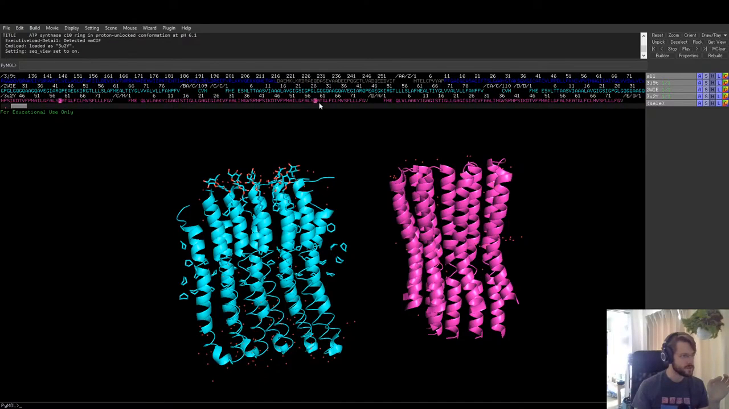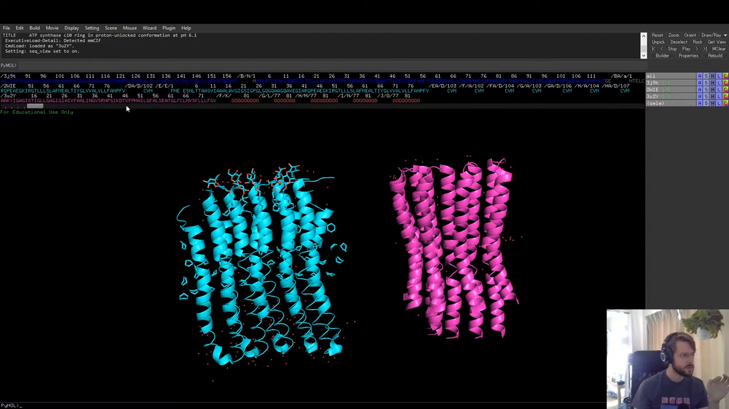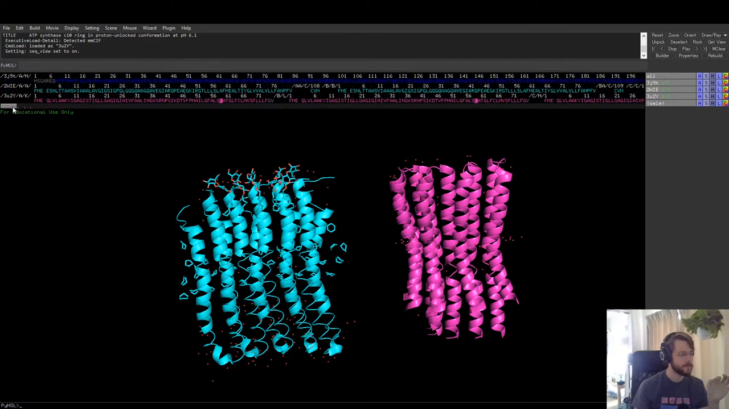And in the next alpha helix as well. This one as well. And this one as well. Okay. So you can see them selected in PyMol with the pink dots, right? And also in the light blue structure.